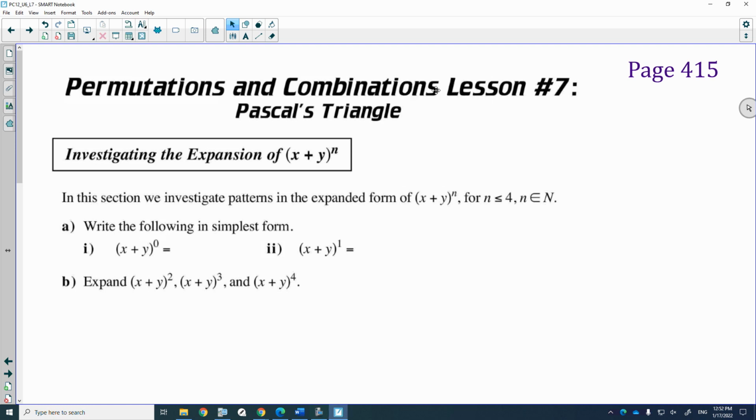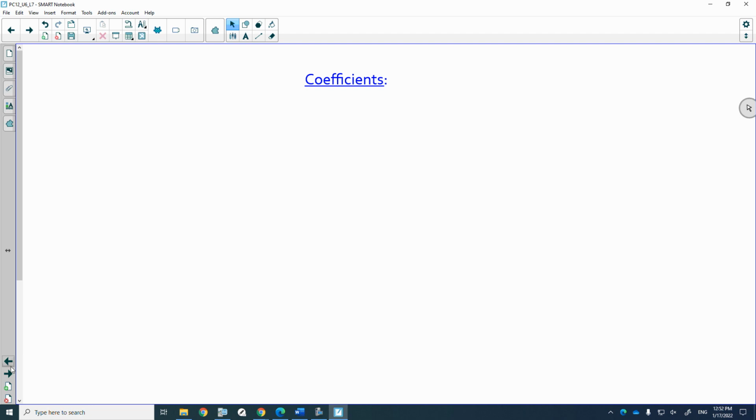Math 30s. This video is going to be on lesson 7, which is called Pascal's triangle. The lesson is on page 415. What's going to happen is we don't have enough room to write this first example, so if you have a spare sheet of paper, I want you to take that out.